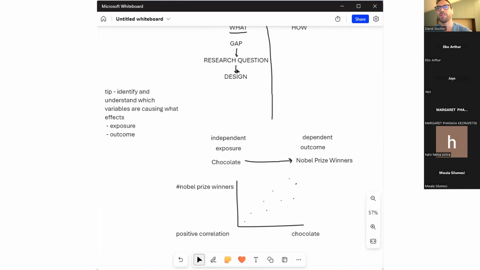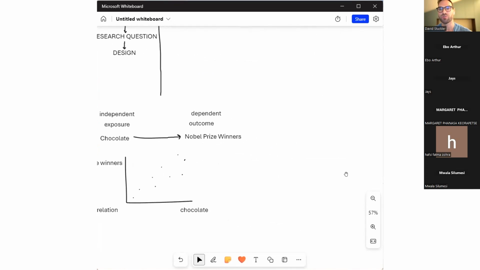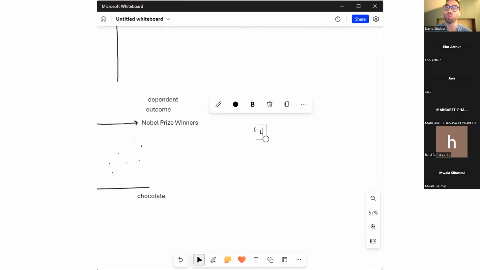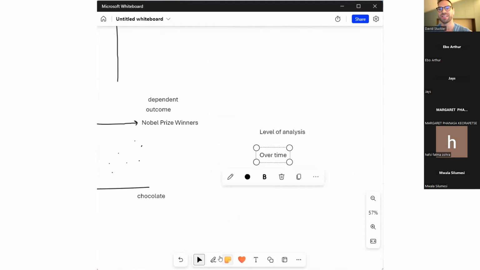Now, if you say, my design is to test the relationship between chocolate and Nobel Prize winners, well, now I have different design decisions. You could look at it at different levels. There are two components to the research you've got to think about. One is what level of analysis in quantitative work, and the other is how you're going to look at it over time. These are two important dimensions of the data that you need to be able to define in your quantitative analysis early on.